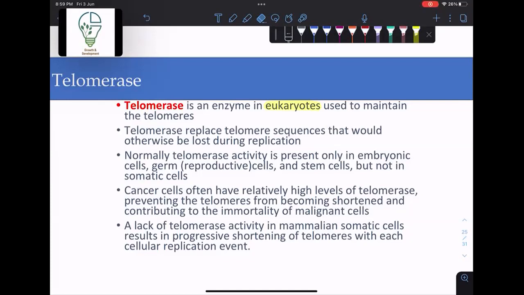So lack of telomerase activity in the somatic cell results in the progressive shortening of telomeres with each cellular replication event.